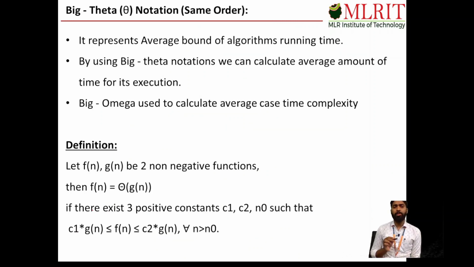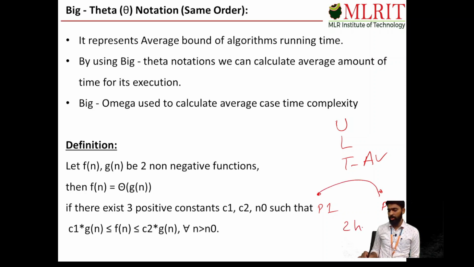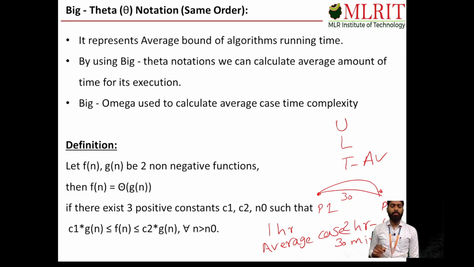So, next notation is big theta notation. Big O notation is upper bound, big omega notation is lower bound, and big theta notation is for average. Let us take P1 and P2, place 1 and place 2. From P1 to P2 it takes 2 hours, that is worst case. 30 minutes is best case. If it is 1 hour, more than 30 minutes and less than 2 hours, that is average case. Okay. Now you apply the same to a program also.